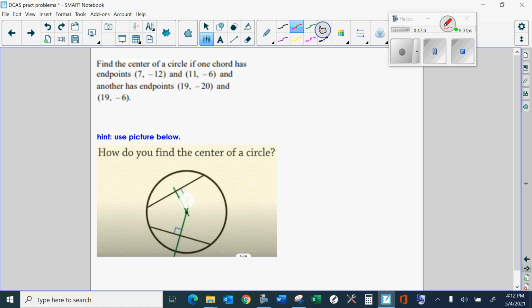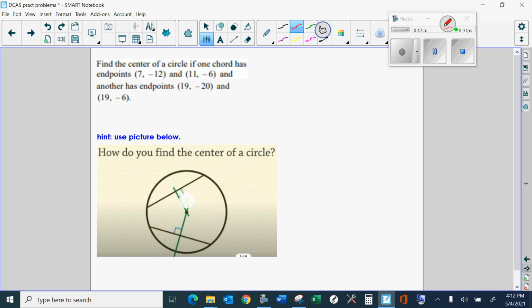Find the center of a circle. If one chord has endpoints here and there, with endpoints (19, -20) and (19, -6). Okay. Hint: use the picture below. How do you find the center?